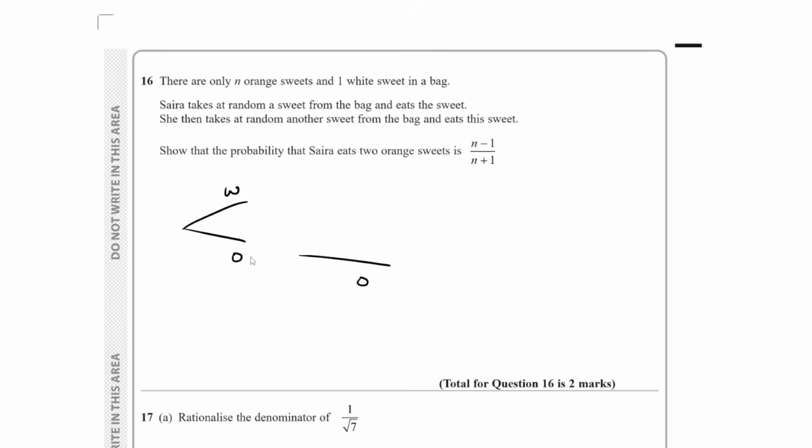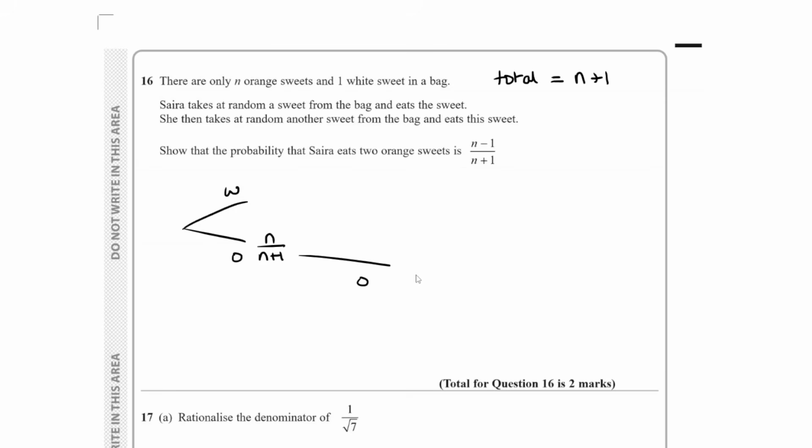So, what is the probability of picking an orange sweet the first time? The total sweets in the bag is the orange and the white, isn't it? So n+1. And then the chance of getting just an orange sweet would be n. So n out of n+1.